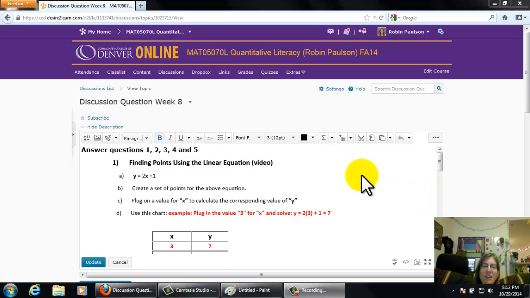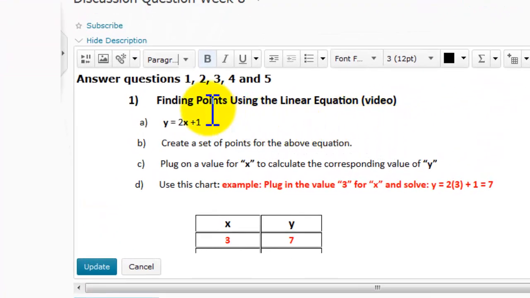Okay, this is answers to discussion question week 8, and I'm starting with question 1. All right, finding points using the linear equation. Okay, here's the linear equation that you're going to use, y equals 2x plus 1.